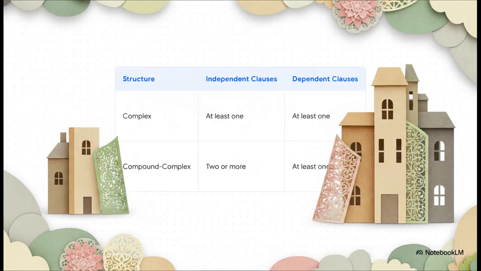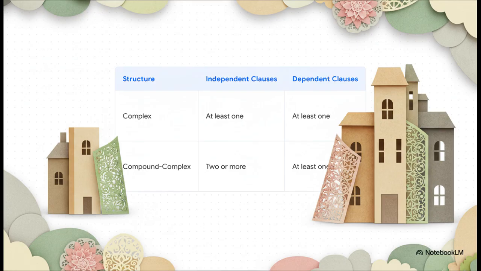Now here's where it gets really interesting. Introducing dependent clauses. I want you to think of a dependent clause like a decorative, non-load-bearing wall. It adds fantastic detail, sure, but if you took the rest of the house away, it would just fall right over. It literally cannot stand on its own. So, a complex sentence has at least one independent clause, that's our sturdy wall, plus at least one dependent clause. For instance, because I was tired, I went to bed.